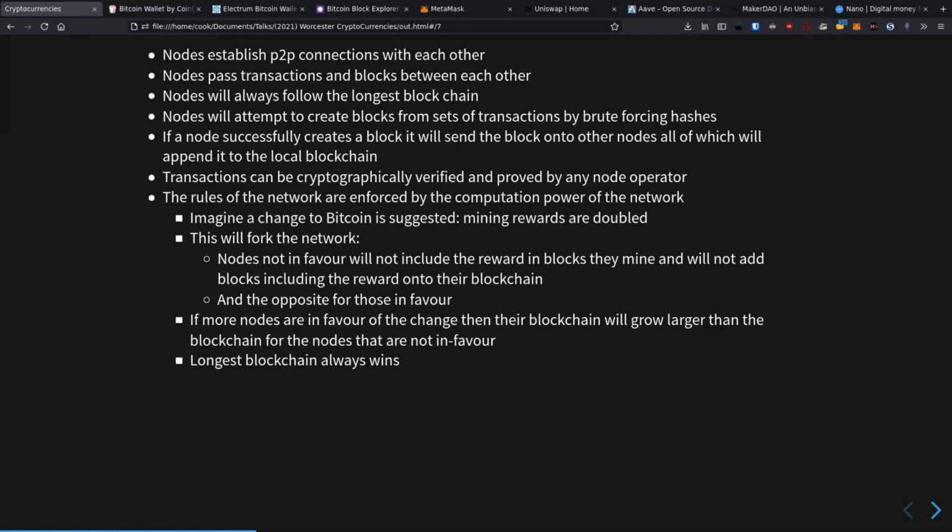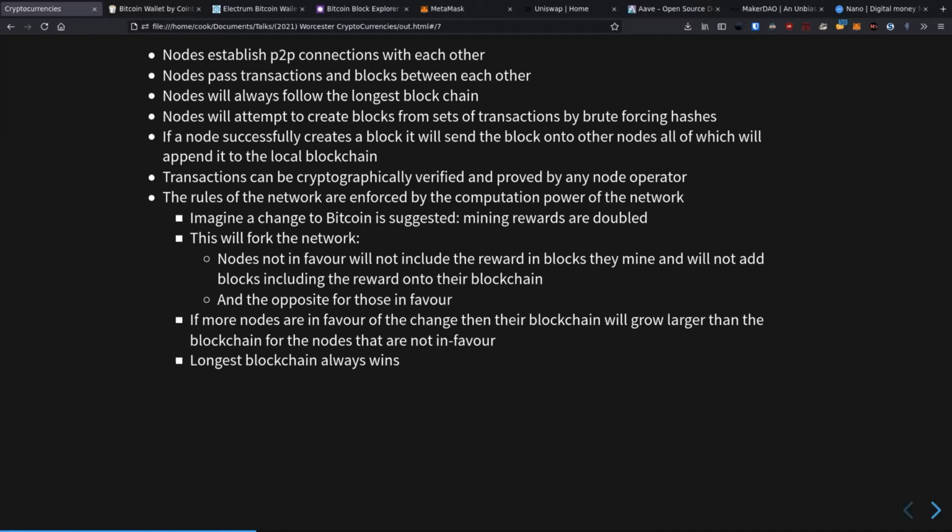So if I send you a transaction, it is signed with my address, which is obviously a public and private key. And you can verify that the signing is correct. And you can also, if you have a copy of the blockchain, verify that I do in fact have the money that I spend in the transaction.